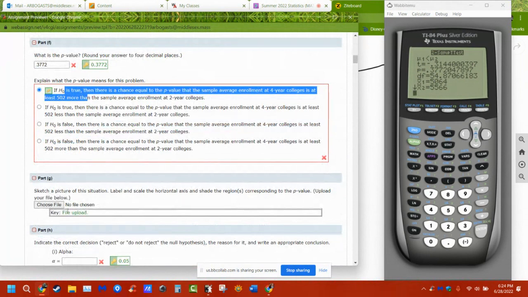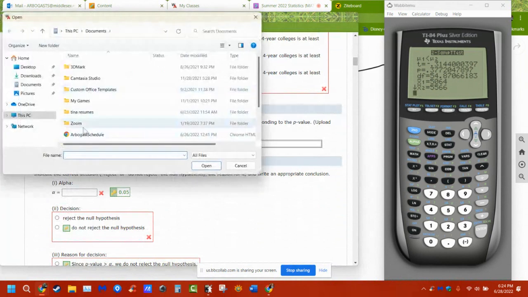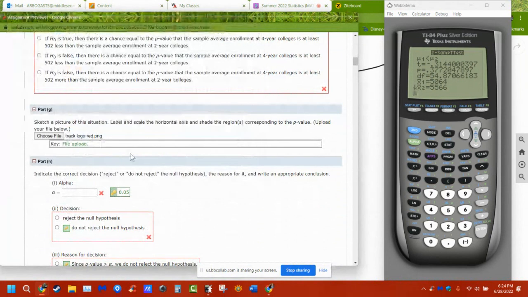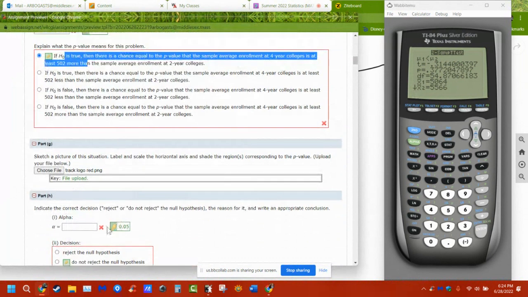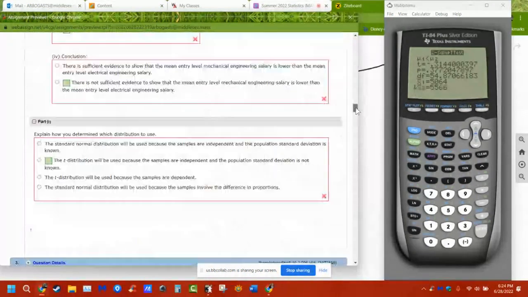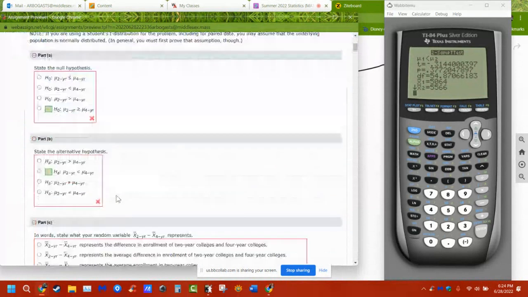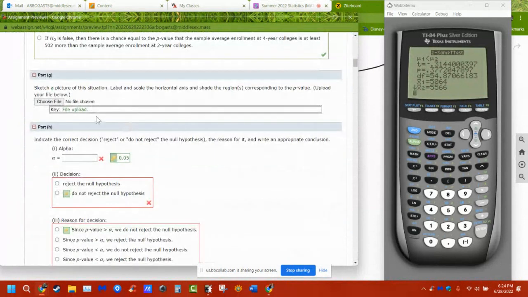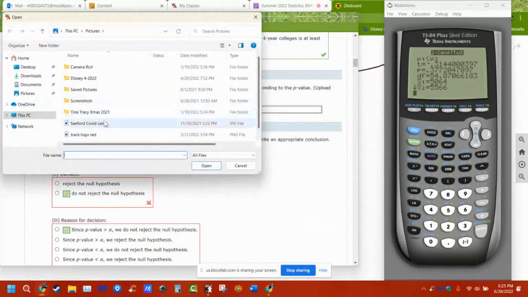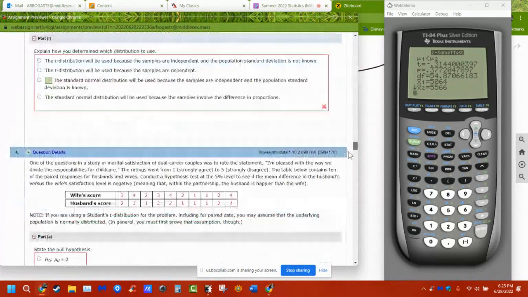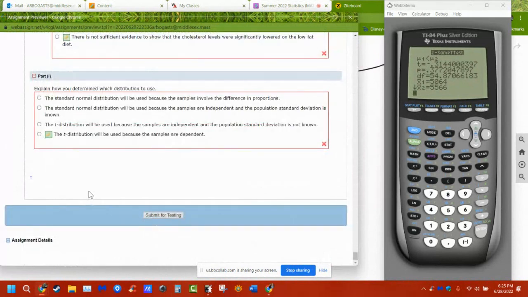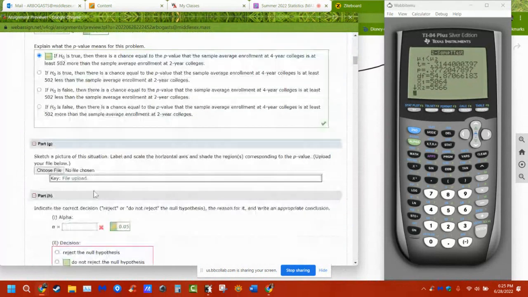Don't worry about what picture. You just upload anything you want. Just upload a picture. I don't know what it does. There was a no file on screen. See, no file, because I'm not a student, so I don't know. Just upload a file, it doesn't matter.